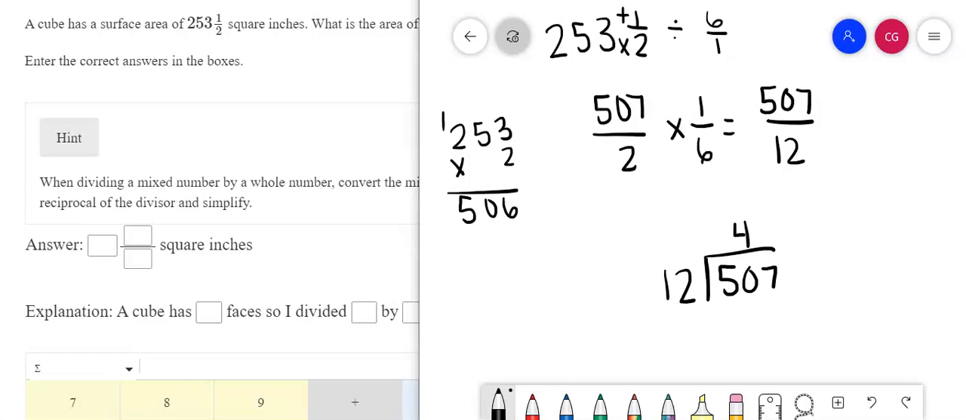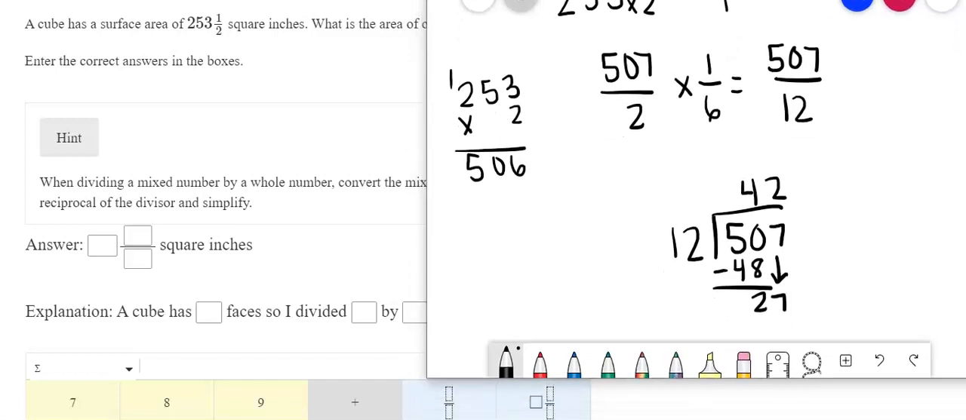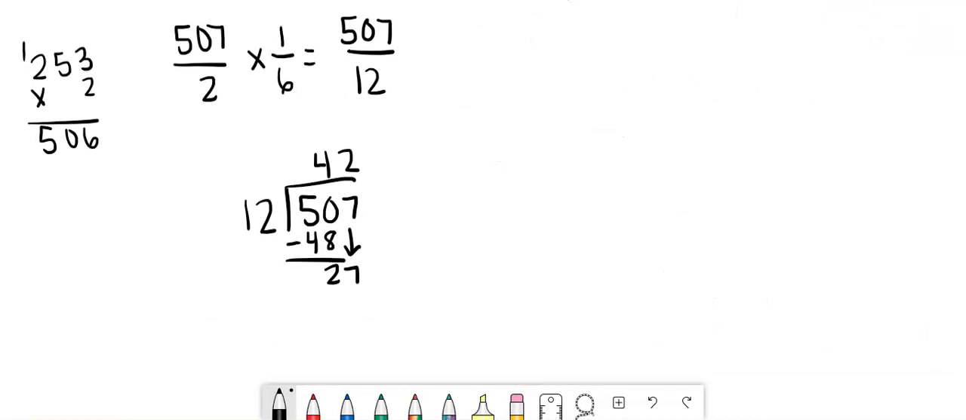12 times 4 is 48. You get a 2 and a 7. 12 times 2 is 24. So we get 42 and 3/12. I can simplify that down by 3. So I get 42 and 1/4.